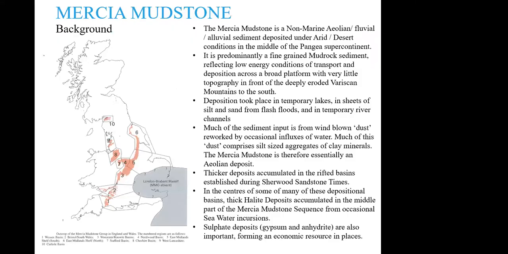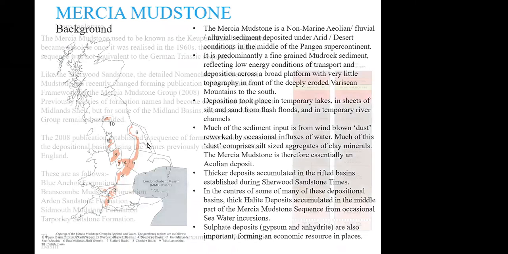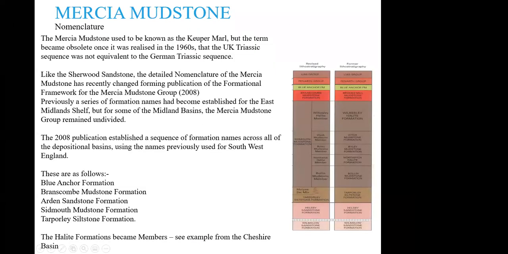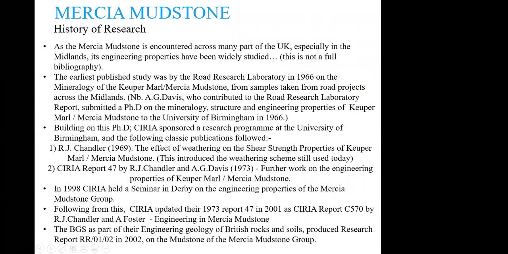So really to kick off, the Mercia mudstone is a non-marine aeolian, fluvial and alluvial sediment deposited under arid desert conditions in the middle of the Pangaea supercontinent. It is predominantly a fine-grained mud rock, reflecting low energy conditions of transport and deposition across a broad platform with very little topography in front of the deeply eroded Variscan Mountains to the south. Deposition took place in temporary lakes.